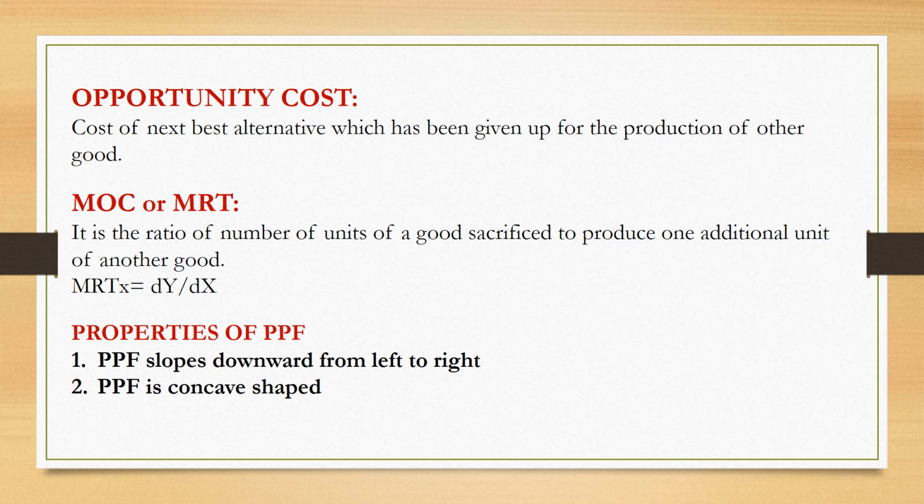Let us know the two important concepts of production possibility frontier. Opportunity cost. Opportunity cost is the cost of the next best alternative which has been given up for the production of the other good. Let us take one example to understand the meaning of opportunity cost. Suppose you have a piece of agricultural land where you can produce two crops, wheat or rice.